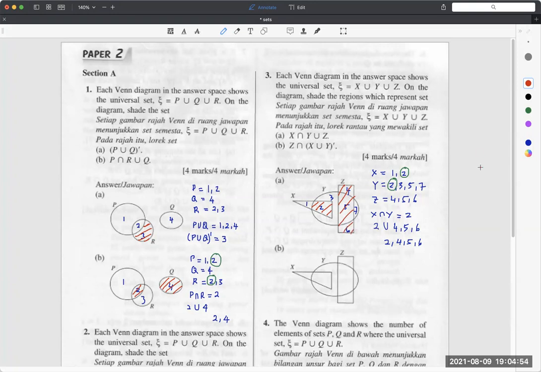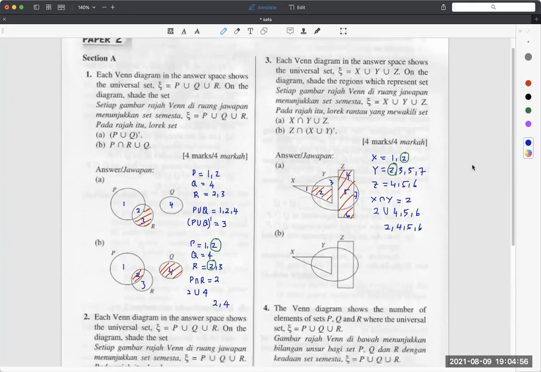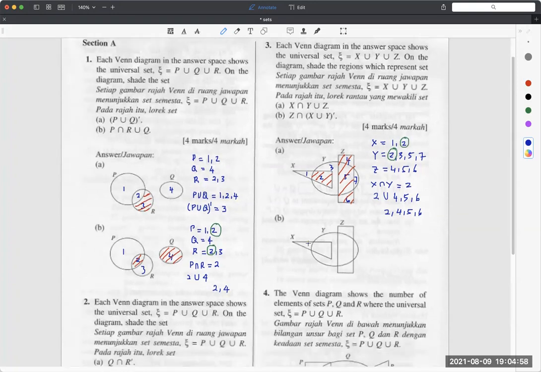Easy, kan? Senang. Right, let's do one more. Bawah ni. We label it the same lah. 1, 2, 3, 4, 5, 6, and 7. Okay, sama juga. But it's okay. We will do it again. X consists of kawasan 1, 2. Y consists of kawasan 2, 3, 5, dan 7. Z, 4, 5, 6.